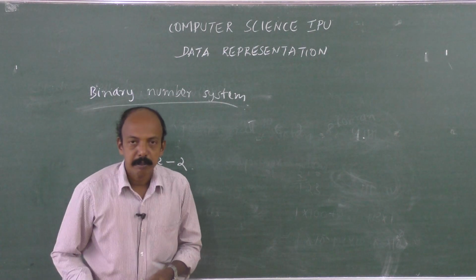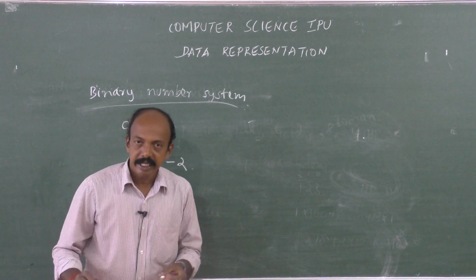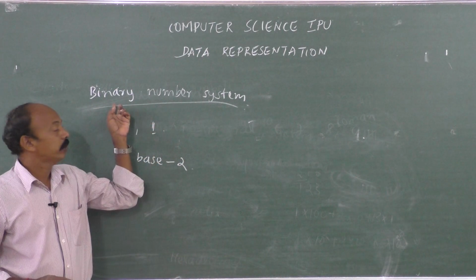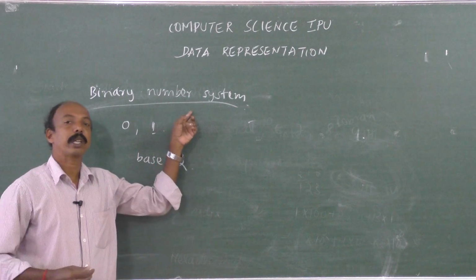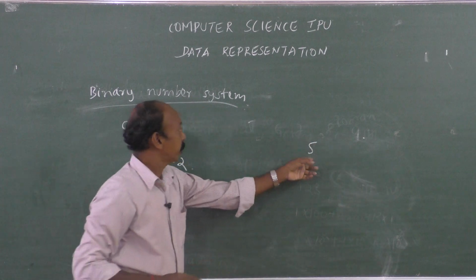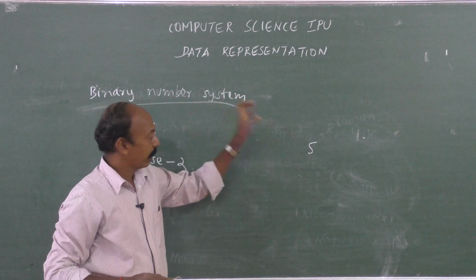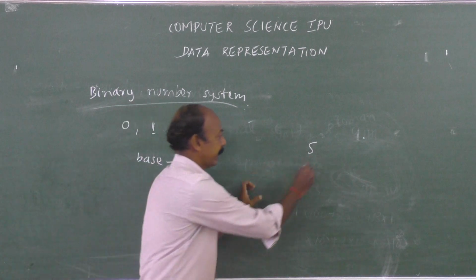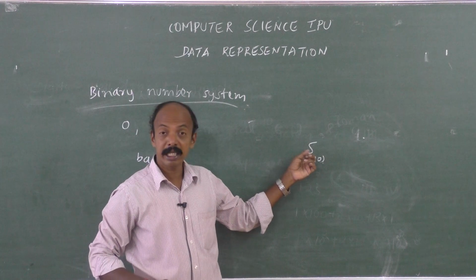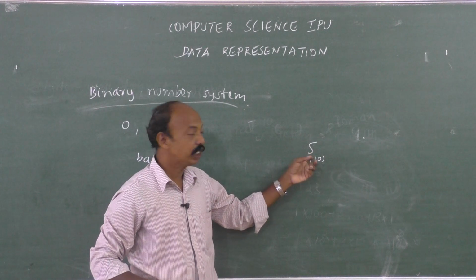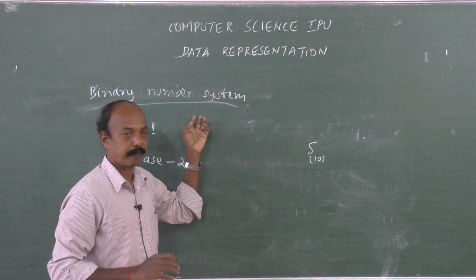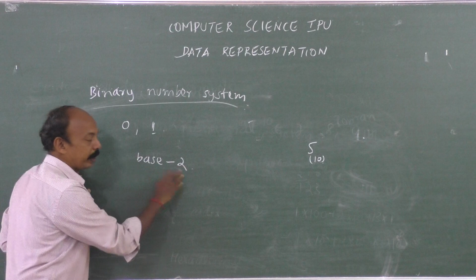When we talk about the binary number system, anything that we store in the memory has to be converted to the form of zeros and ones. That means, suppose you write a value 5. 5 is not there in the binary number system. While storing this 5, which is 5 to the base 10, this is a number in the decimal number system which has to be converted to the binary number system. Those conversions we shall see later. So here the base will be 2.